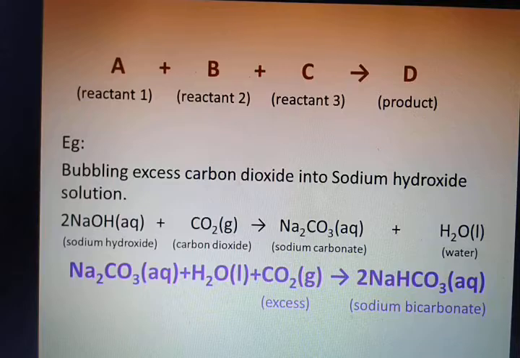The example is bubbling excess carbon dioxide through sodium hydroxide solution. The first step: sodium hydroxide reacts with carbon dioxide to give sodium carbonate and water. The second step: when excess carbon dioxide is passed through the solution, what happens? The sodium carbonate and water are already there in the medium, and excess carbon dioxide forms sodium bicarbonate. So sodium carbonate, water, and carbon dioxide give one substance. So A plus B plus C is the format, giving D as the product. Clear? Okay.